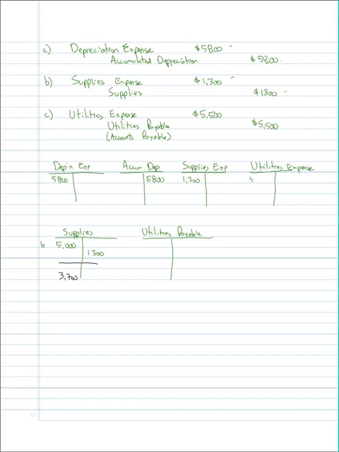Utilities expense, we record our utilities expense with our usual debit to an expense account, and utilities payable, again, as I said, accounts payable would also be a perfectly acceptable account to use. So we have made adjusting journal entries, posted them to the accounts, and now what we need to do is create an adjusted trial balance.